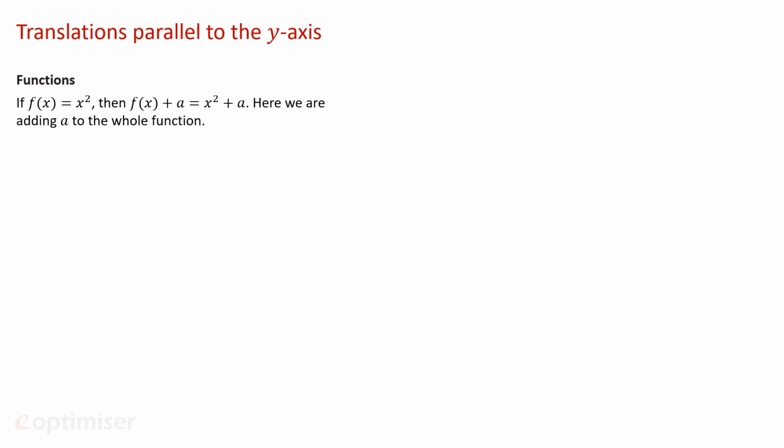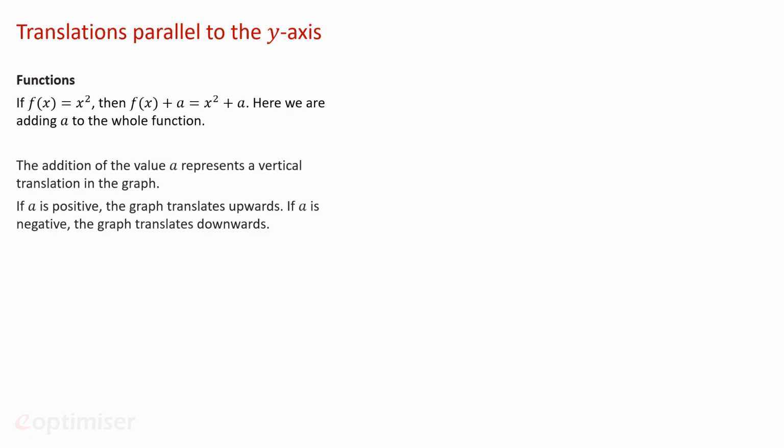But if you add a to the x, then the a will go inside the bracket. See, it's going to be x plus a. So every x you need to replace with x plus a. This is not the case. You are only adding a constant a to the whole function. So this will provide the translation parallel to the y-axis.